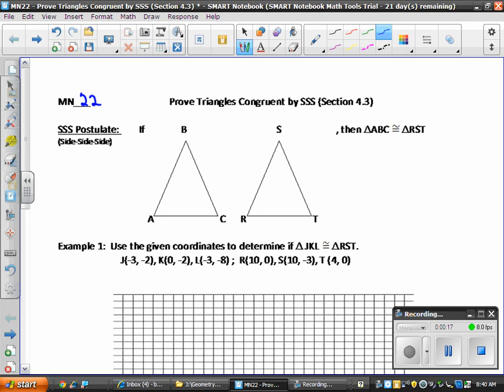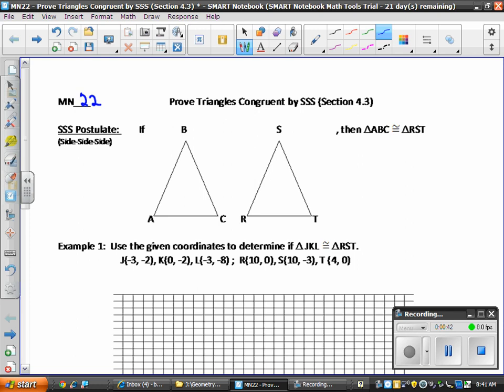In the previous lesson, we had to show that all corresponding sides and angles were congruent in order to determine if a triangle was congruent. Well, this cuts that work in half by saying, if you can show that corresponding sides are congruent in triangles, then you can go immediately and say the triangles are congruent.